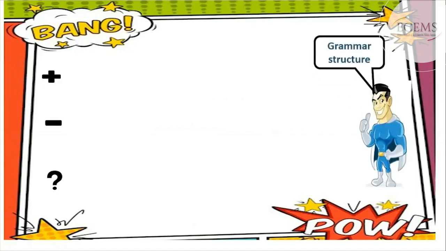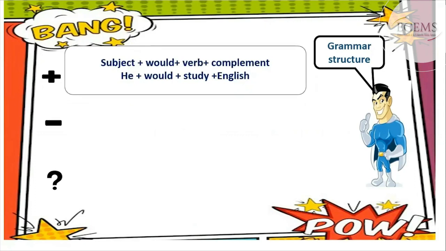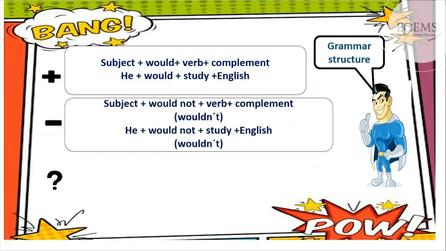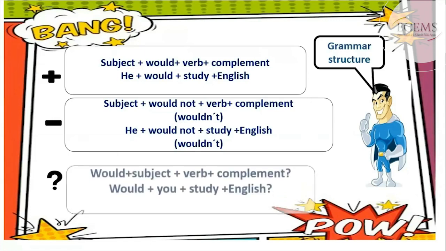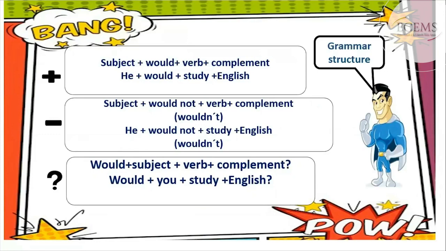Let's have a review of the structure. Affirmative statements. Subject plus would plus verb plus complement. Example. He would study English. Negative statements. Subject plus would not plus verb plus complement. Example. He would not study English. Or using the contraction wouldn't. He wouldn't study English. For questions. Would plus subject plus verb plus complement. Would you study English?